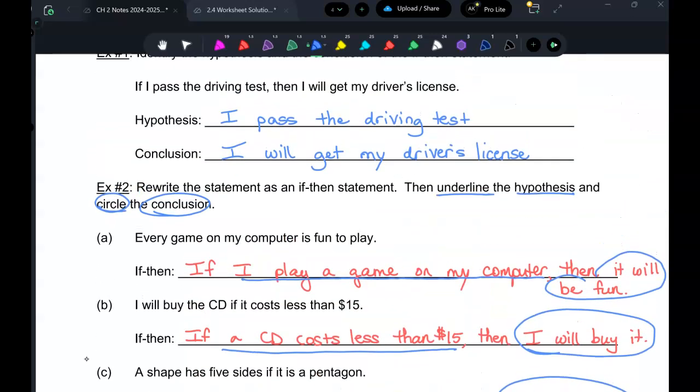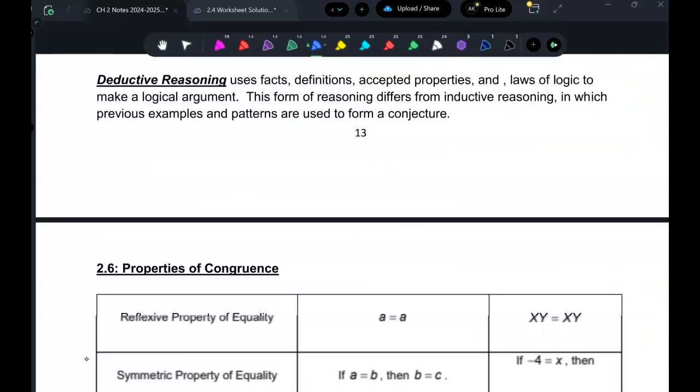So for example, does it make sense if I switch the order? Like if I get my driver's license, then I will pass the test. No, don't you have to pass the test and then you get your license? If I got my driver's license, I pass the test. Right. So you have to think about the order that we put things.